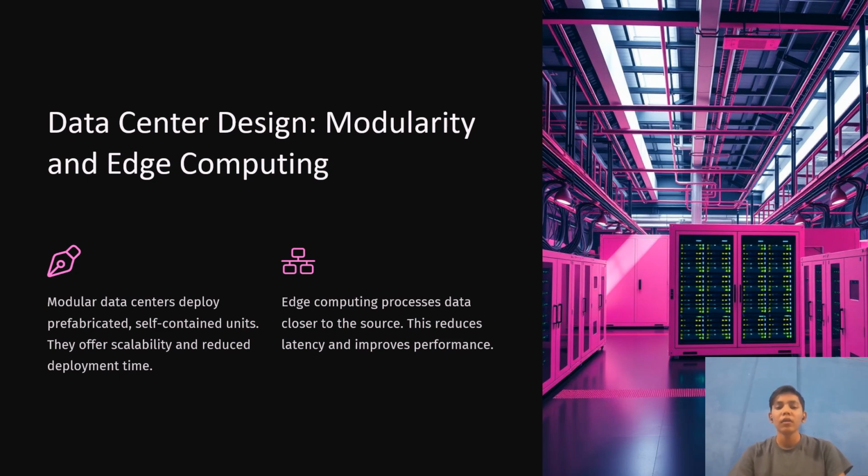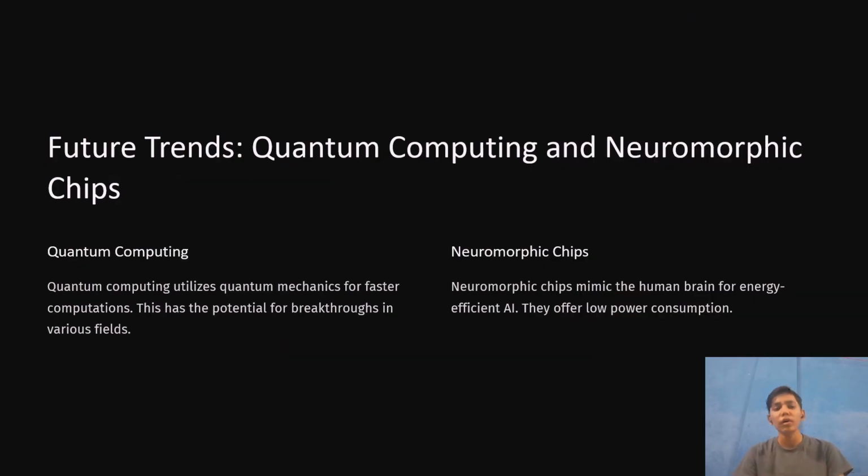When the computing processes data closer to the source, performance improves, because the two are very close to each other, not far apart. So the data transfer is very fast, and it reduces latency and improves performance. Then future trends: quantum computing and neuromorphic chips.